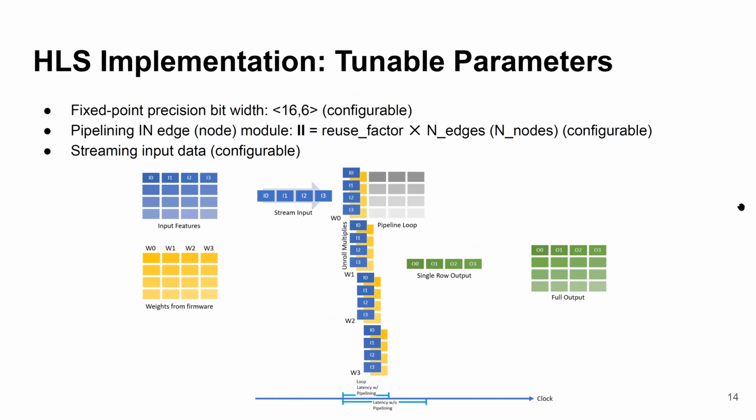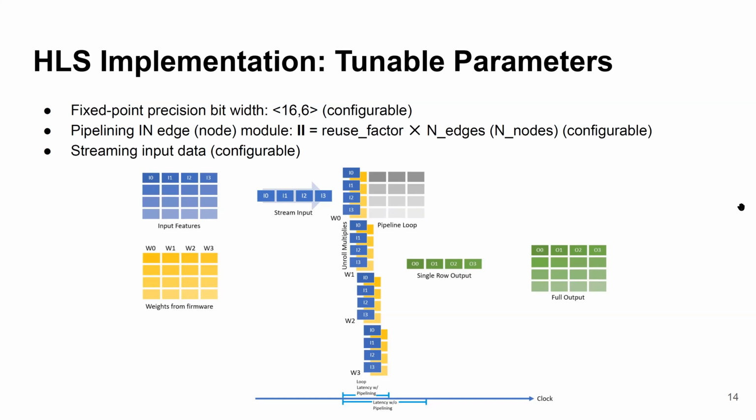In HLS, there are tunable parameters that we can use to optimize the implementation. There's the fixed point bit precision, which we ran mostly with 16.6, but this is configurable in the HLS code. You can also pipeline the neural network or for loops with the initiation interval that I mentioned earlier on the FPGA slide. We ran with the initiation interval set to a reuse factor times the number of edges or nodes, respectively, depending on which portion of the interaction network we were running. But this is also configurable in the code. We also have it set up to allow for streaming of the input data, which is a parameter you can turn on and off, and it comes in handy for larger graph sizes.